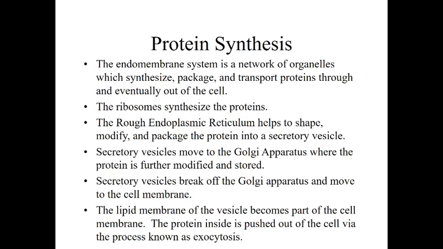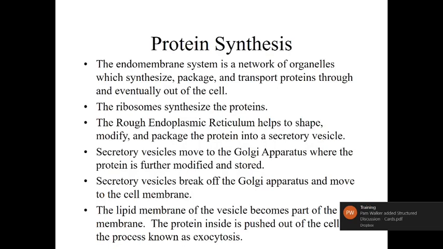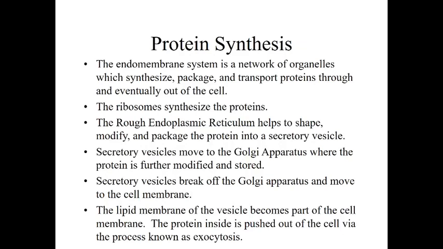In the Golgi apparatus, the proteins will be stored and they'll be modified. Different functional groups may be added to them, and they're also stored. Eventually, the secretory vesicles will break off the Golgi apparatus and move to the cell membrane, where they will bump into that membrane. The phospholipid portion of the vesicle will become part of the cell membrane, whereas the protein that's inside that vesicle will usually be pushed out in a process called exocytosis or secretion.